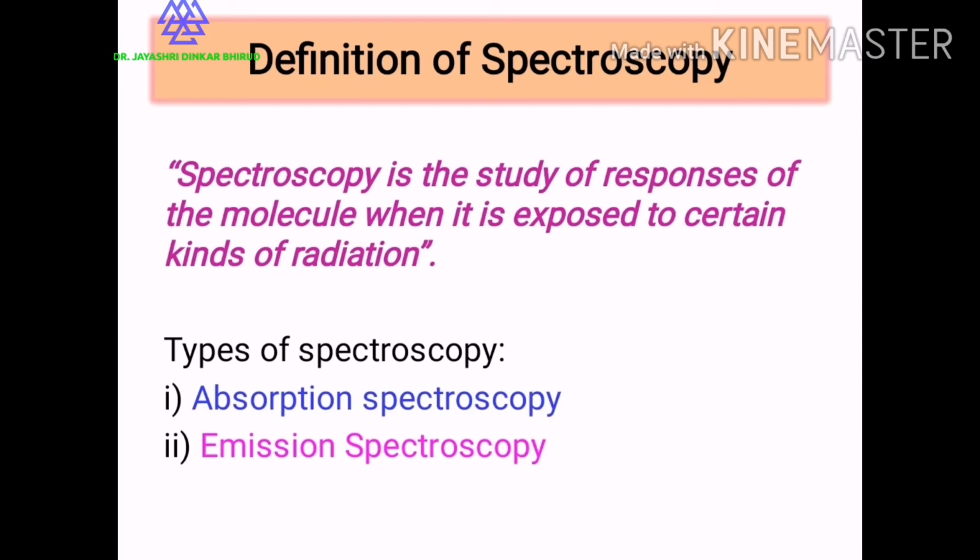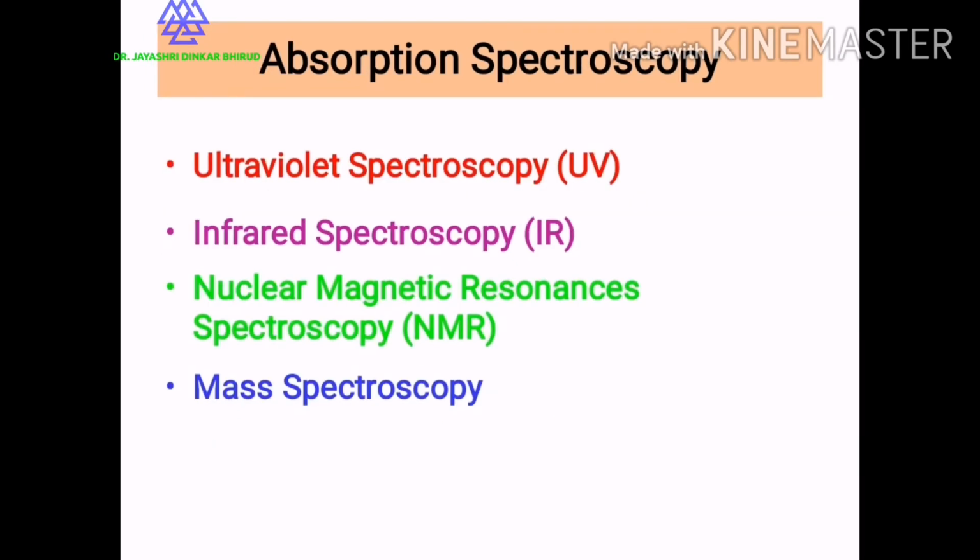So, the definition of spectroscopy is: spectroscopy is the study of responses of the molecule when it is exposed to certain kinds of radiation. When a molecule is exposed to light radiation, a wavelength of radiation is absorbed or emitted. Depending on this absorption and emission, there are two types of spectroscopy: absorption spectroscopy and emission spectroscopy. We discuss the absorption spectroscopy in detail. In absorption spectroscopy, absorbed radiations are detected by detectors and give a spectrum. Means in absorption spectroscopy, the nature of radiation absorbed is studied.